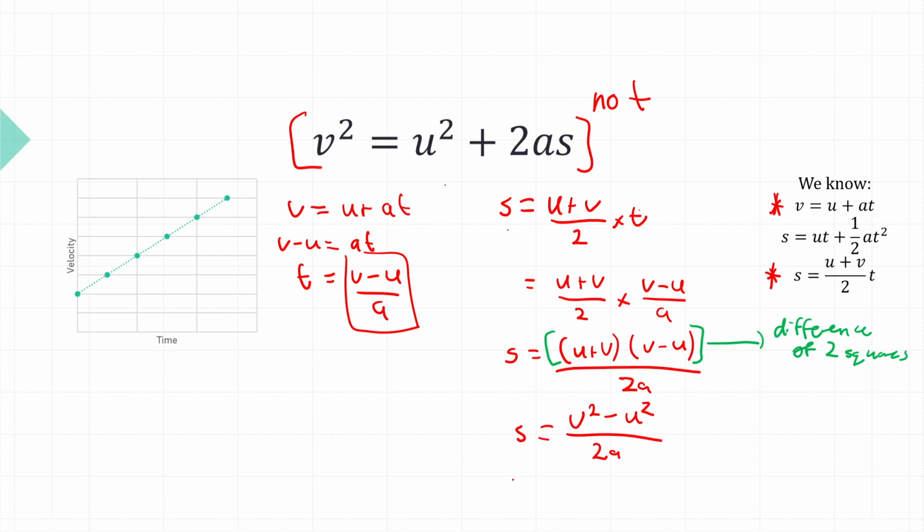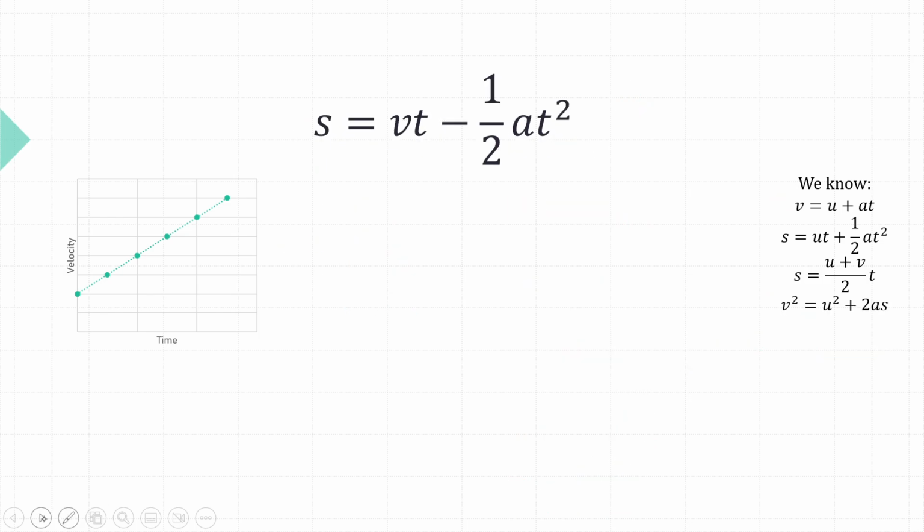From here, we can move 2a up, so 2as is equal to v squared minus u squared, and then we can make v squared our subject, so v squared is equal to u squared plus 2as. And there we go, we have now our fourth kinematic equation. Last kinematic equation here is s is equal to vt minus a half at squared. You should notice that it is extremely similar to our second kinematic equation. And that is because we can find it geometrically in a very similar way.